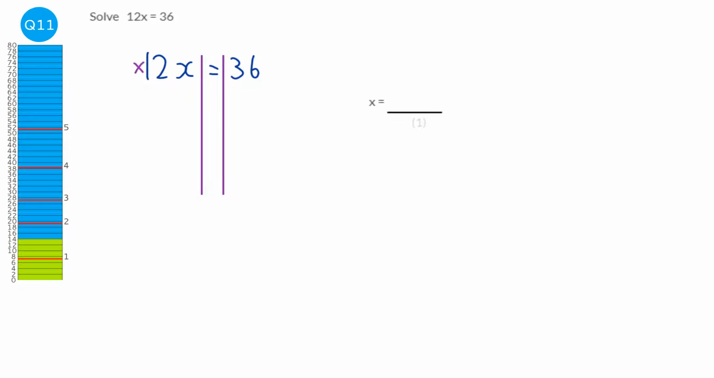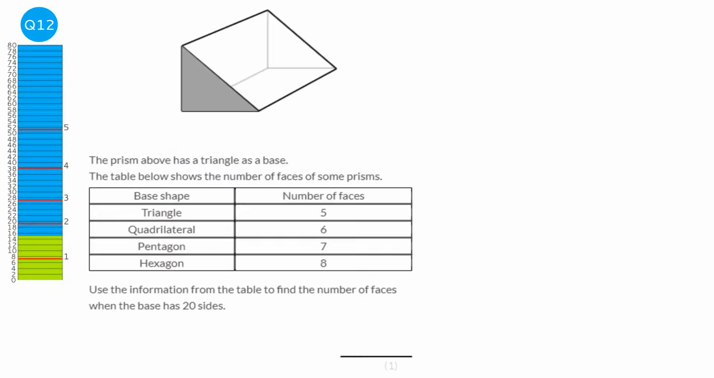So we need to do the opposite of that to get rid of it. What is the opposite of times 12? Divided by 12. Now these lines show us we've got to do the same to the left and right. So if I divide the left-hand side by 12, I have to divide the right-hand side by 12. So on the left-hand side we just have the x, which is what we want. On the right-hand side we do 36 divided by 12. How many 12s in 36? That would be 3. So our solution is x equals 3.